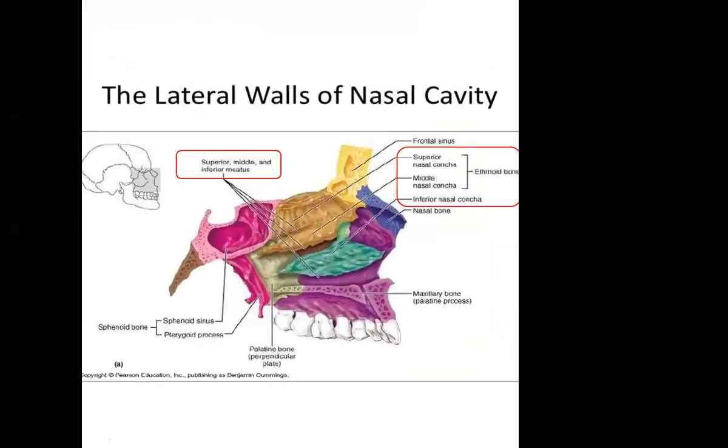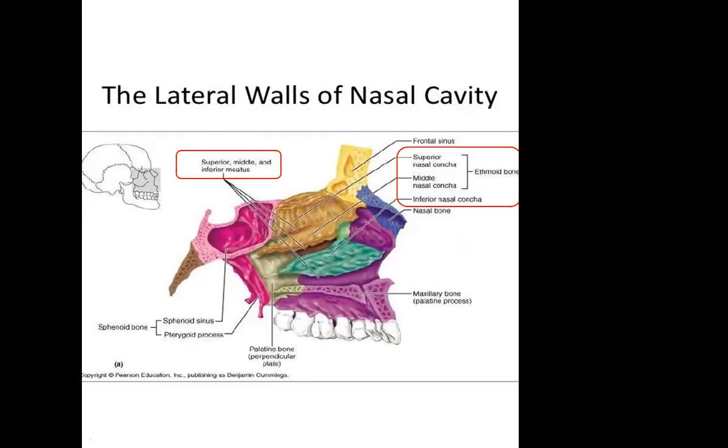If you see the lateral wall of the nose, it is made up of the bony part and the cartilaginous part. Above you can feel the bony part, below you can feel the cartilaginous part. First we'll discuss the bony part.